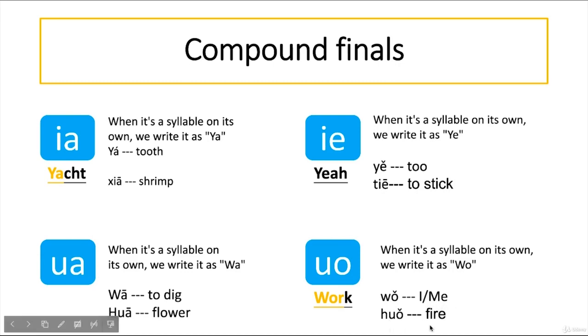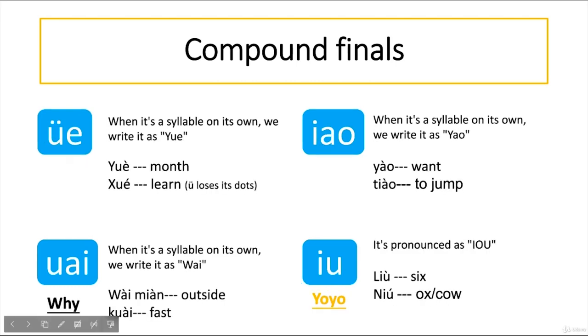The next one, 约. Remember how we pronounce yu, and we add another sound behind. So it becomes yue, yue. When it's a syllable on its own, we write it as yue. For example, 月 means month, 学 means learn. Here, yu loses its two dots on the top.